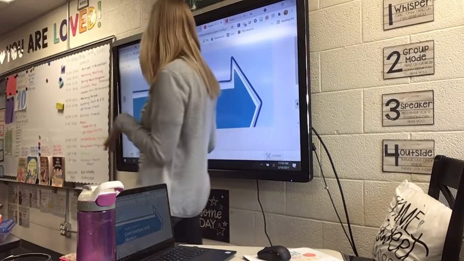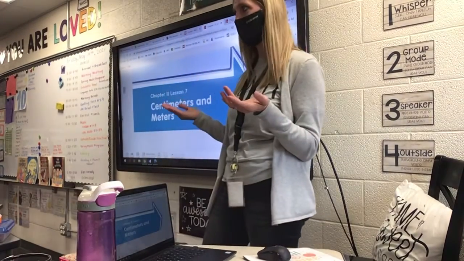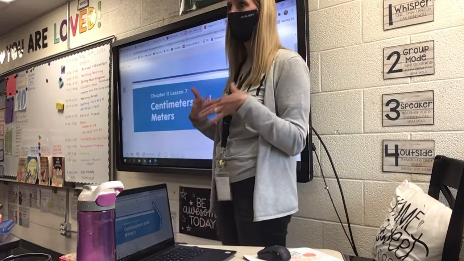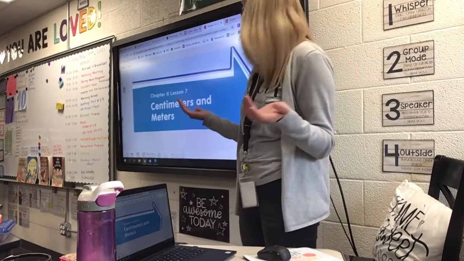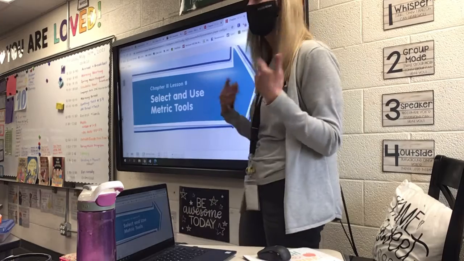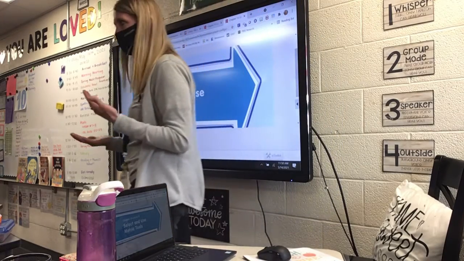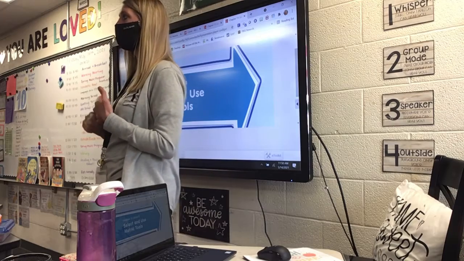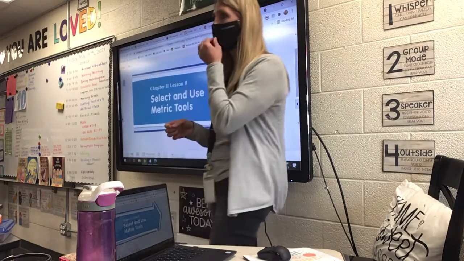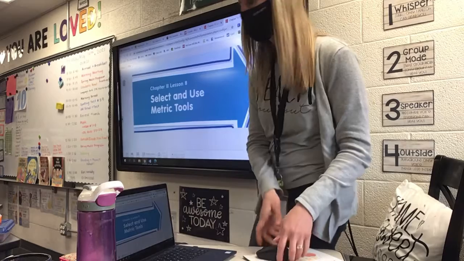Lesson from yesterday, which is centimeters and meters. And then we're going to start the next lesson and do that together because it's basically selecting and using metric tools. So we're just going to practice again using our rulers to measure in centimeters and then also using the meter stick, okay?